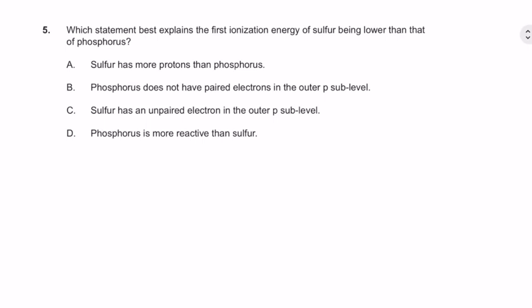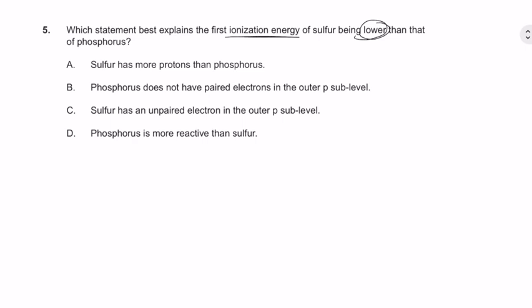Let's walk you through this. Which statement best explains the first ionization energy of sulfur being lower than that of phosphorus? So first, ionization energy is the energy it takes to remove an electron from an atom. And because sulfur is lower than that of phosphorus, we're saying it takes less energy to remove an electron from sulfur, so the electron is less attracted or more repelled by the sulfur.